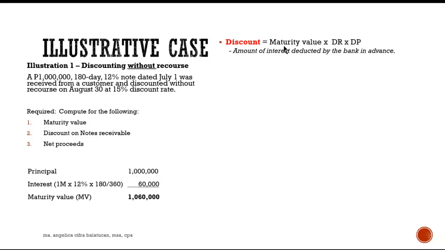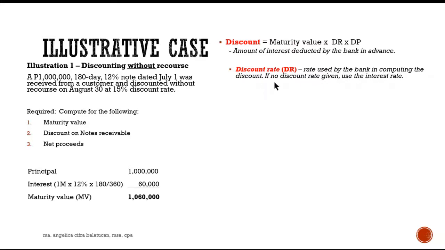And how do we compute that? That's equivalent to the maturity value, which is already solved in the previous item, times the discount rate, DR. That's the rate used by the bank in computing the discount. If no discount rate is given, we can simply use the given interest rate. For example, if the 15% were not given, we would use the 12% as the discount rate.